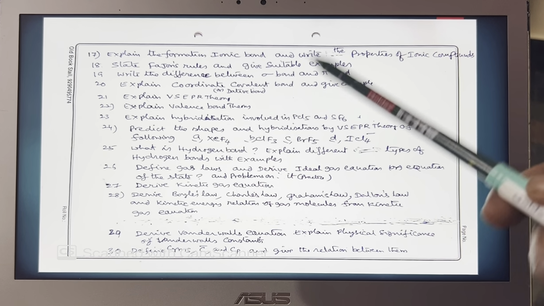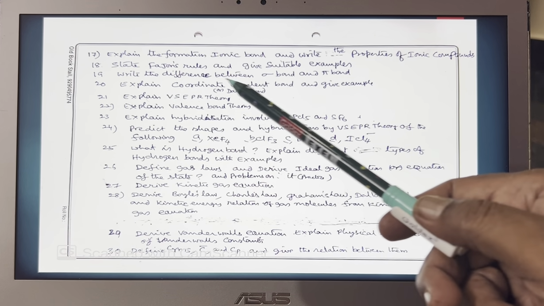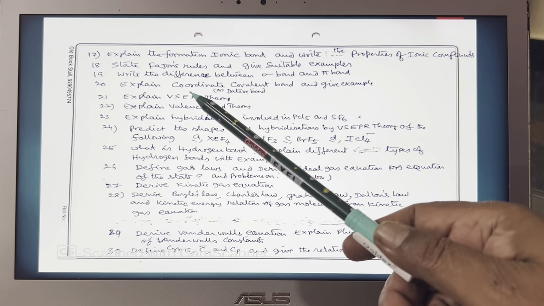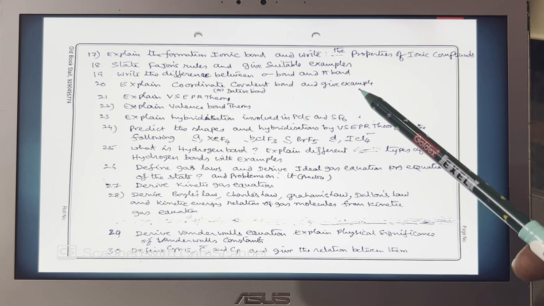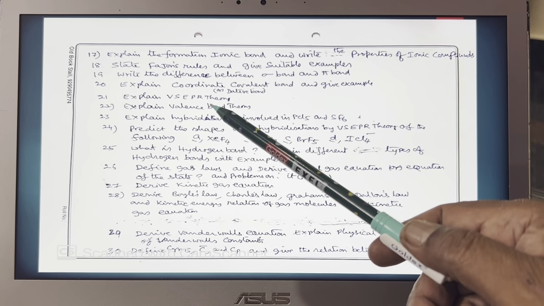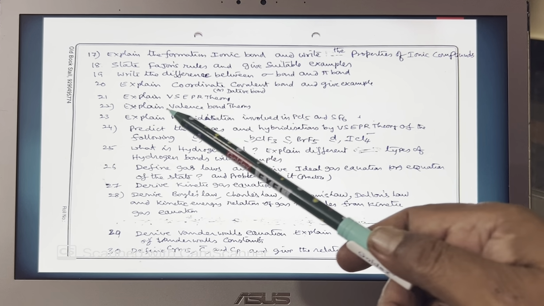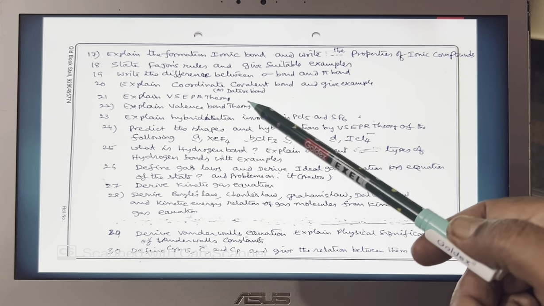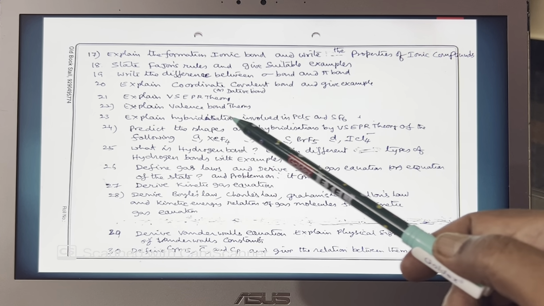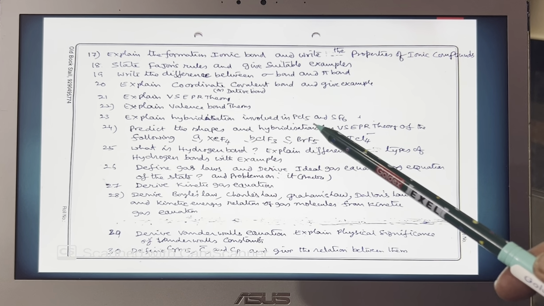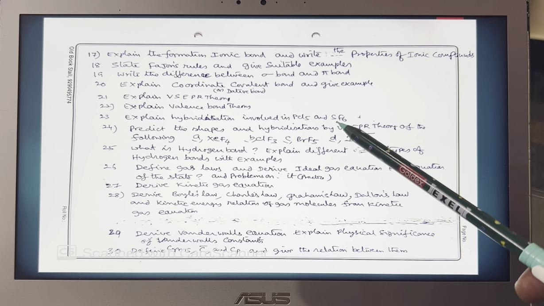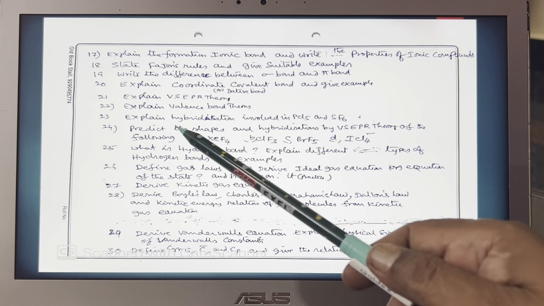This was given in the paper. Write the difference between sigma and pi bonds. Explain coordinate covalent bond and give example. Explain VSEPR theory, valence shell electron pair repulsion theory. Explain valence bond theory. Explain hybridization involved in phosphorus pentachloride, sp3d and sp3d2, IF7, SF6.